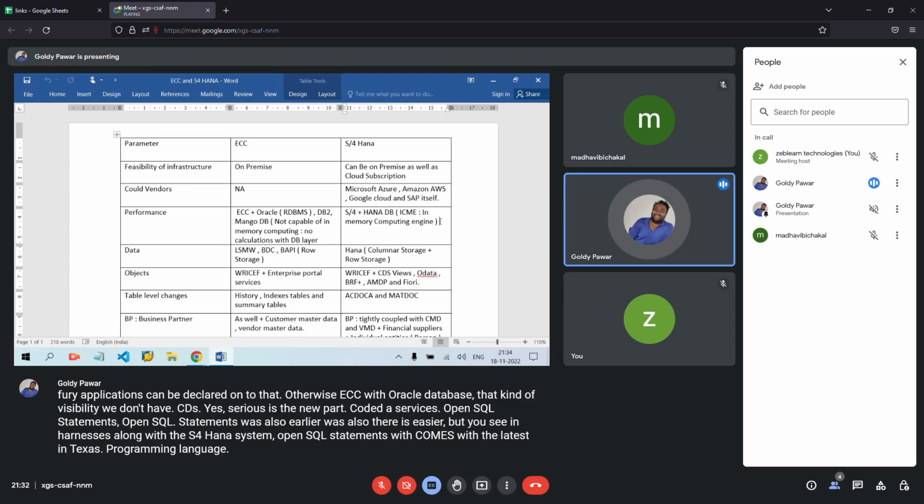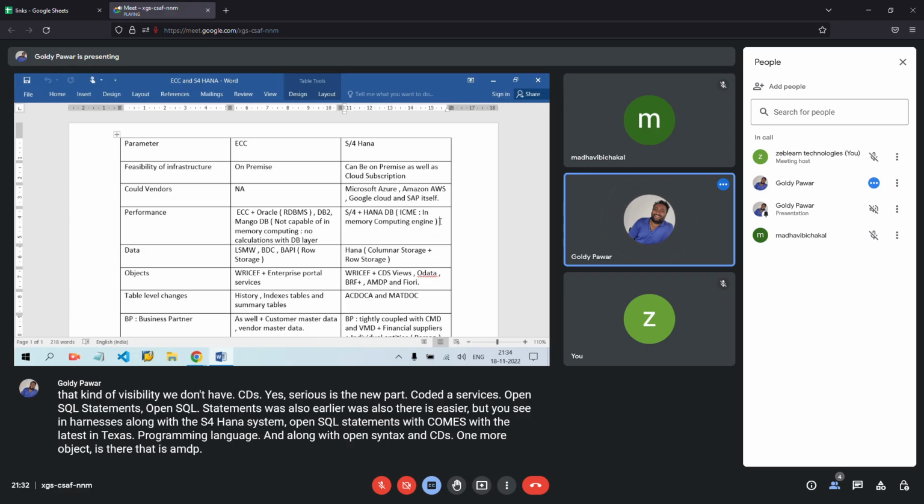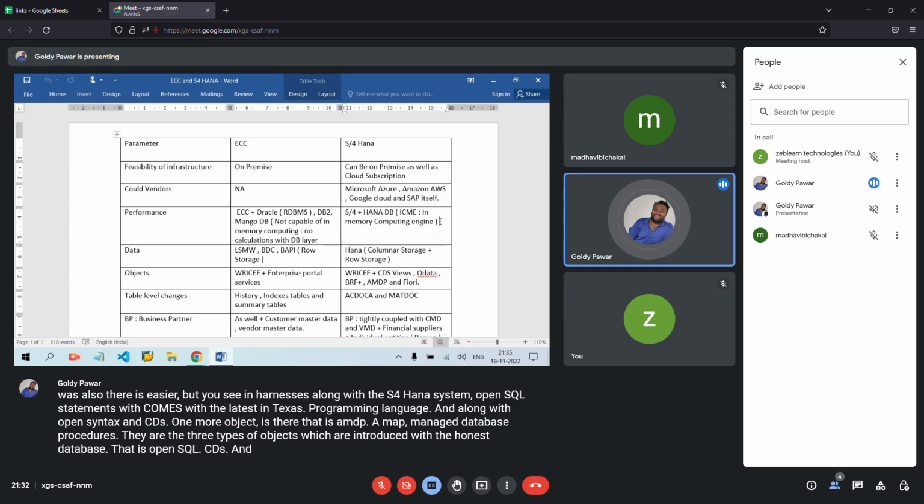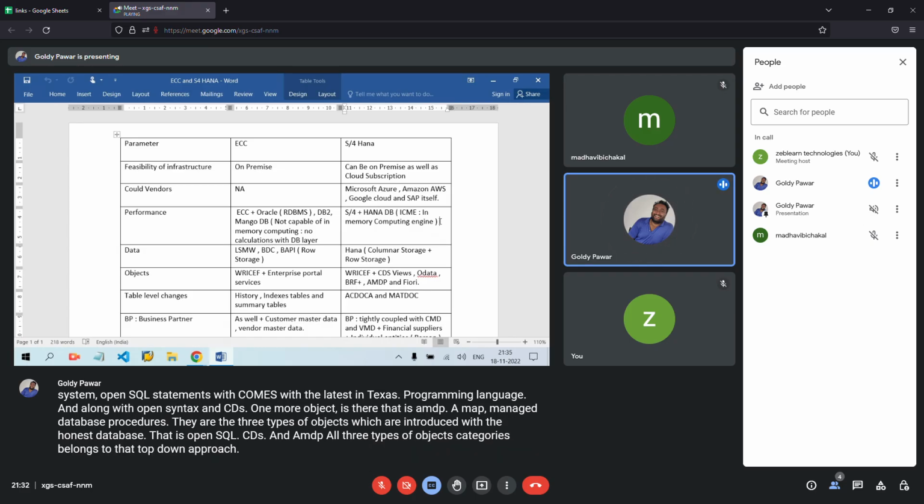Along with Open SQL and the CDS, one more object is there, that is AMDP, ABAP Managed Database Procedures. They are the three types of objects which are introduced with the HANA database, that is Open SQL, CDS and AMDP. All three categories belong to the top-down approach. The top-down approach exactly is we are pushing our calculation to the database layer.